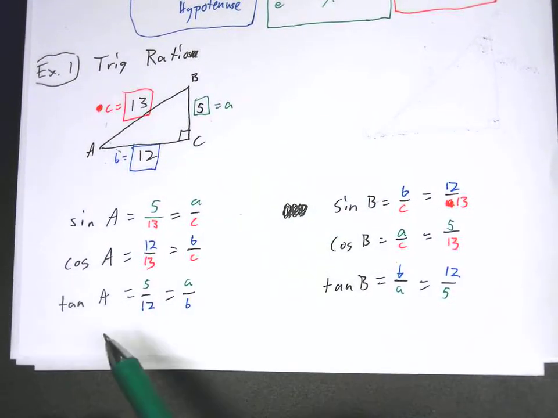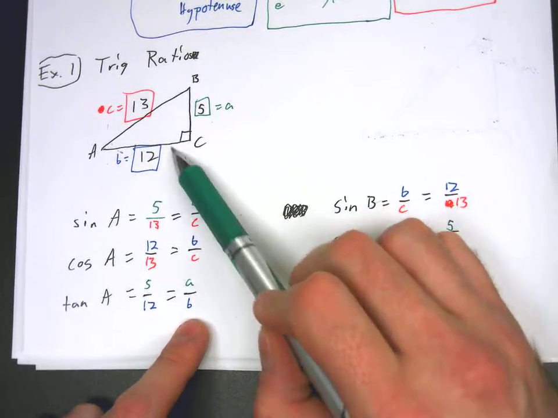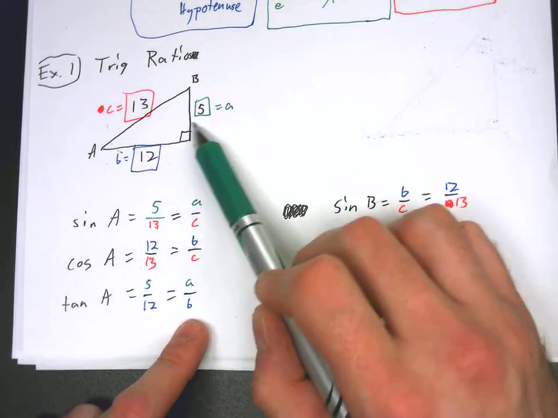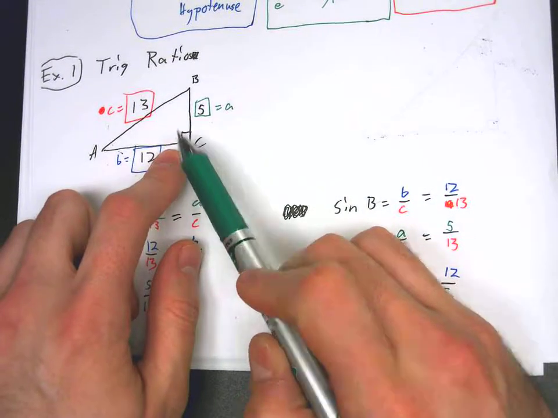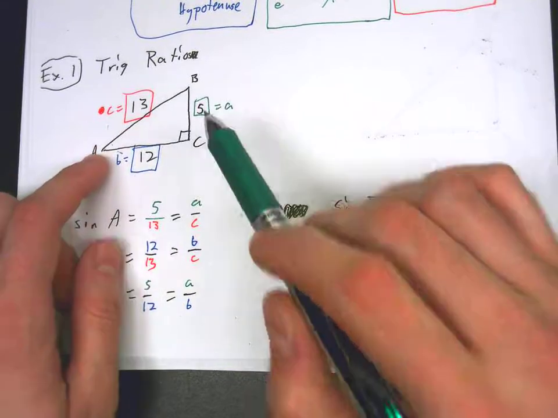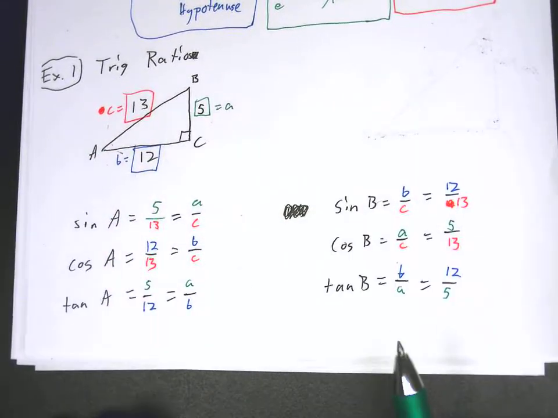You'll never see something like tangent of C, because C is our right angle, and we ignore the right angle. For all of this to work, that right angle has to be there, but all of these trig ratios and trig functions work off of the two other angles rather than the right angle itself.